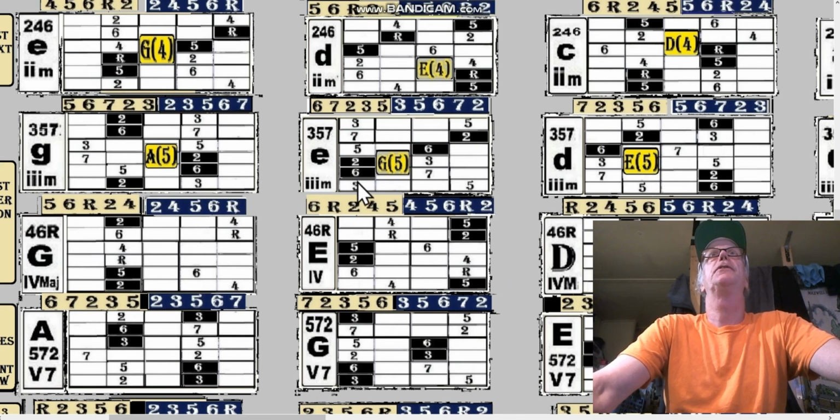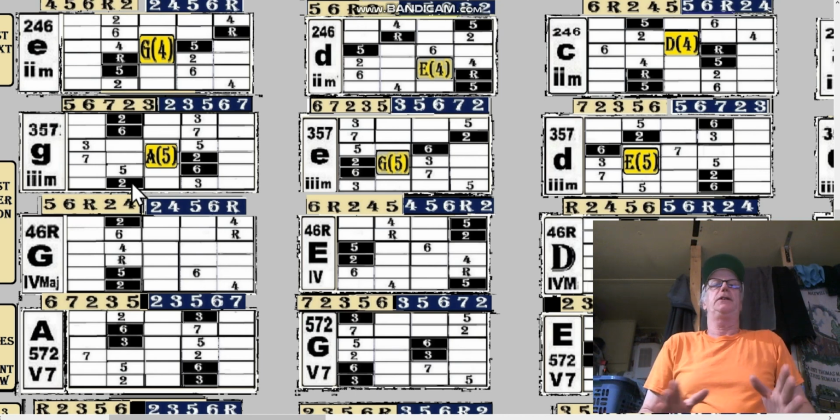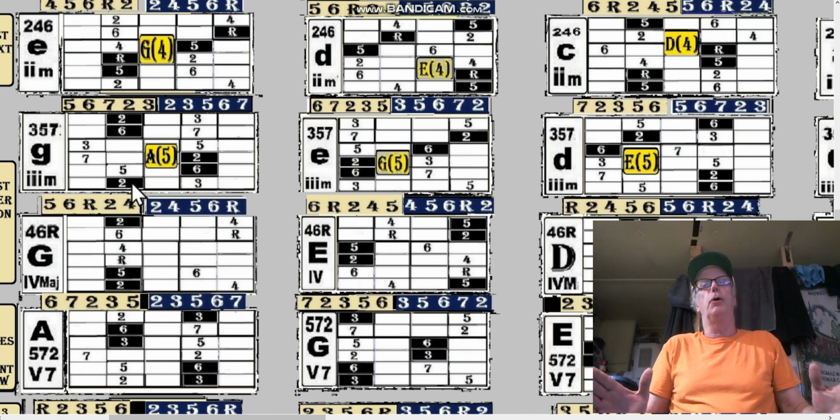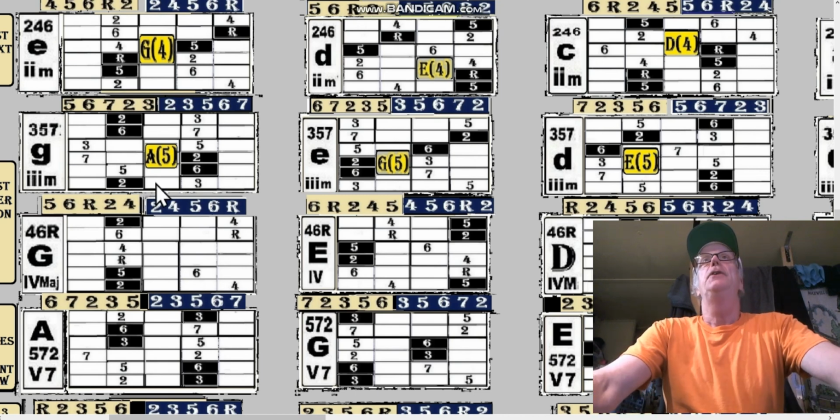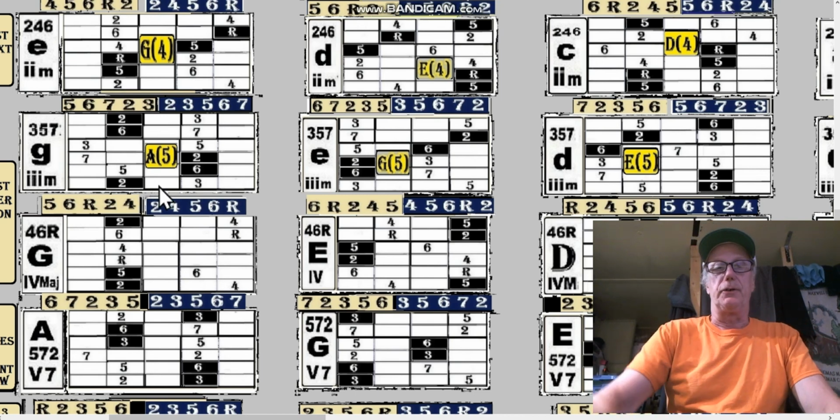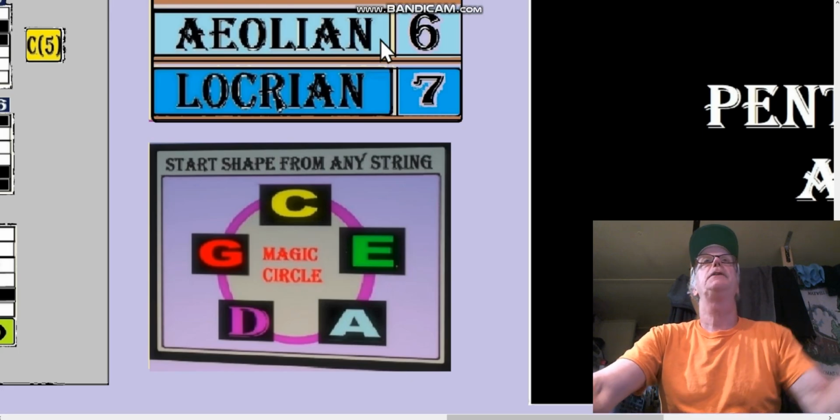The 3 starts on the 3 here. The 2 starts on the 2 here. The things that I do work across the board. If it doesn't work on every one of them, I'll let you know, such as with the magic circle. Here's the magic circle.